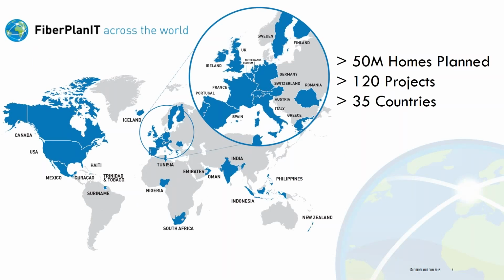FiberPlanIT is also a proven technology. It is available on the market since 2008 in the form of consultancy services by our company, but also since 2011 on the basis of licenses that we sell across the world. So currently we have more than 120 FTTx projects where the software is involved across more than 35 countries, and all of that is more than 50 million homes which have been planned by our customers within these commercial projects.